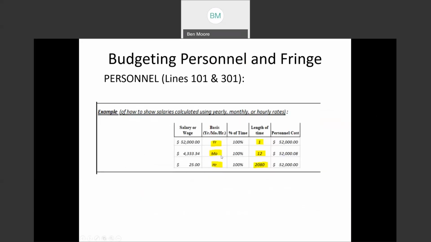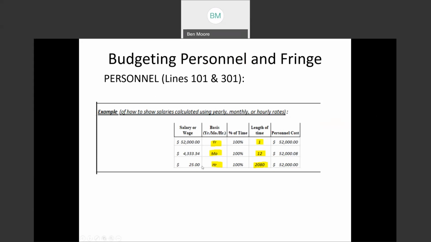Here's an example of the three separate ways you could list an employee. Here is the example of annual salary. You'd put their annual salary here. The basis would be per year. And then you would put the percentage of time they're spending on this grant. For the example, we have 100, but it should be the accurate percentage of time that they're spending on this grant. The length of time for someone you list with an annual salary should be 1 because it implies a whole year, and then it will calculate out their total cost to be charged to this grant.